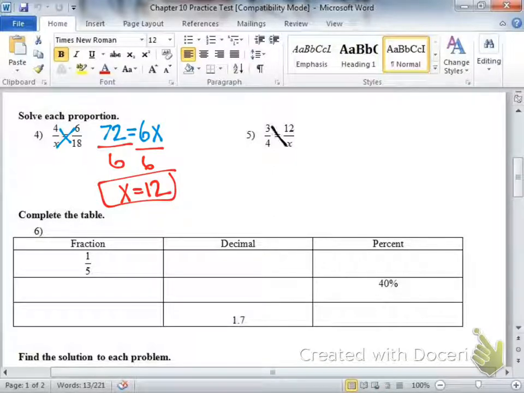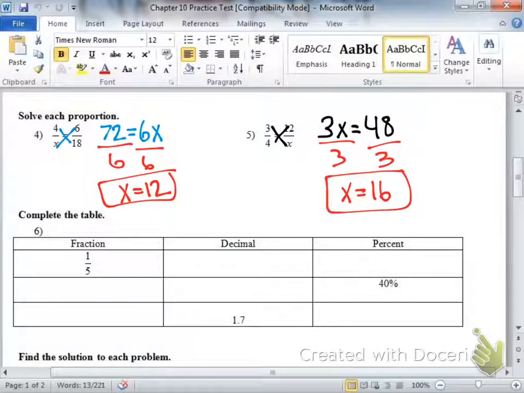Number 5, same thing, cross multiply, so we get 3x equals, going this way we get 48. Divide both sides by 3 to get the x by itself. And that gives you 16. Questions on the proportions, the cross multiplying.